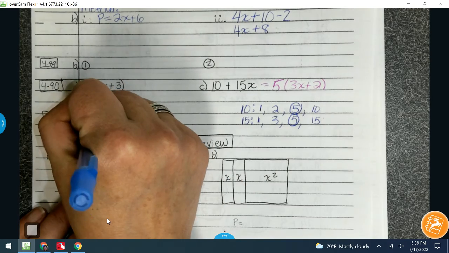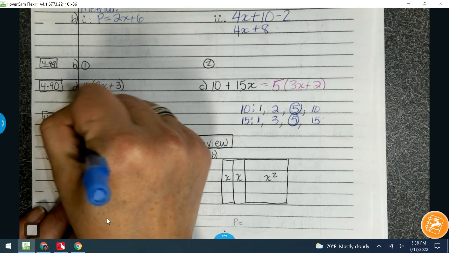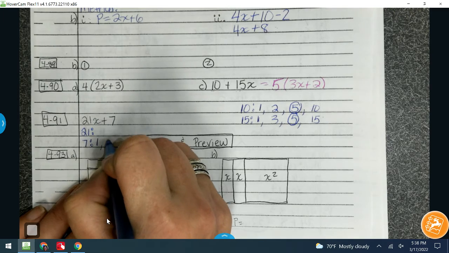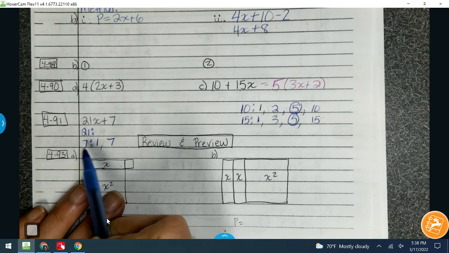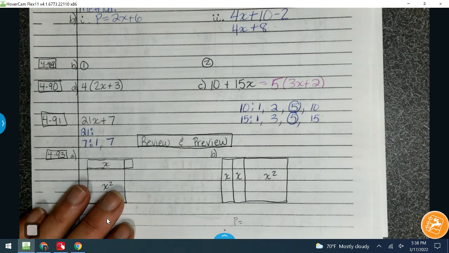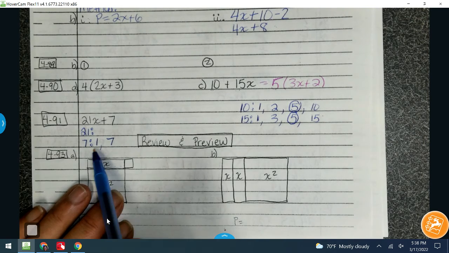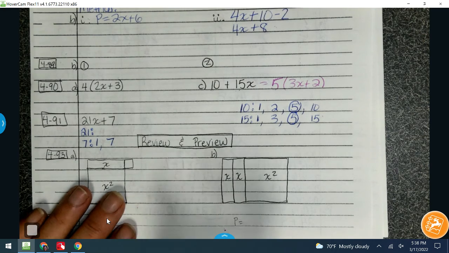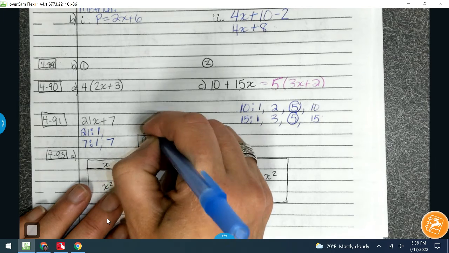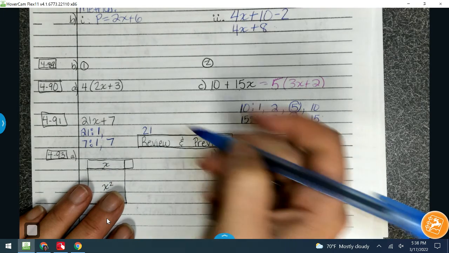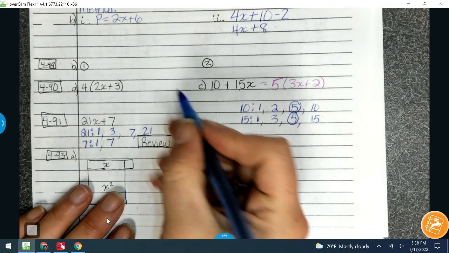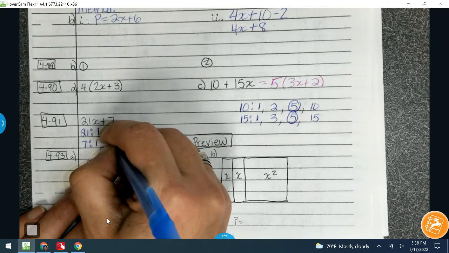So we have the number 21 and we have the number 7. So I know that 1 times 7 is 7 because 7 is prime. Those are my only two factors. That's the definition of a prime number, that it only has itself and 1 as factors. But for 21, we have 1 times 21 is 21, and we have 3 times 7 is 21. So our greatest common factor is 7.